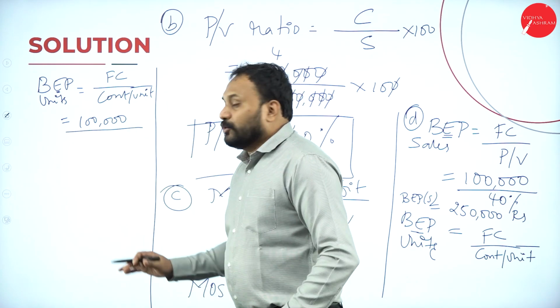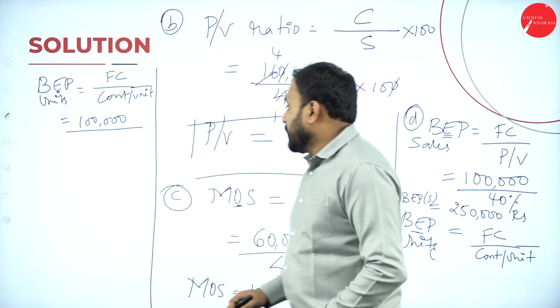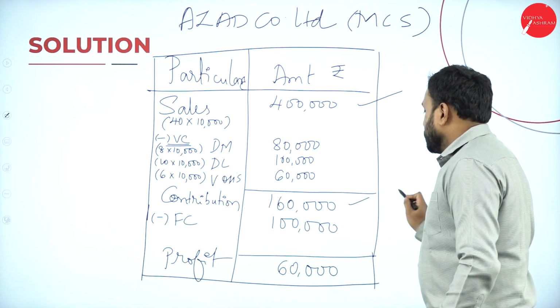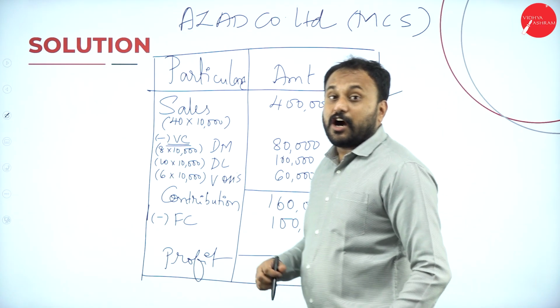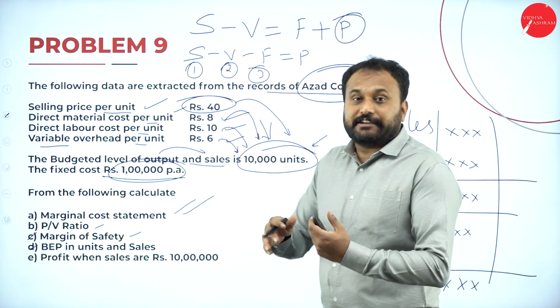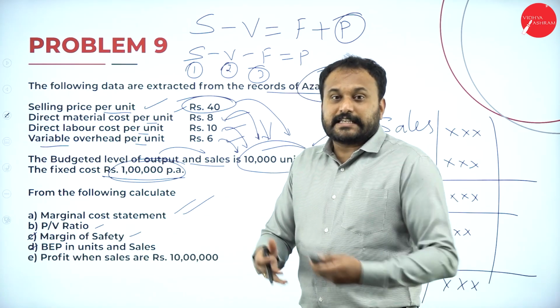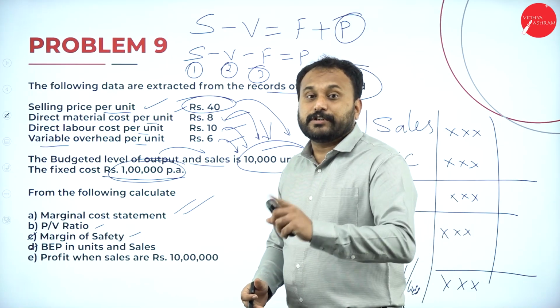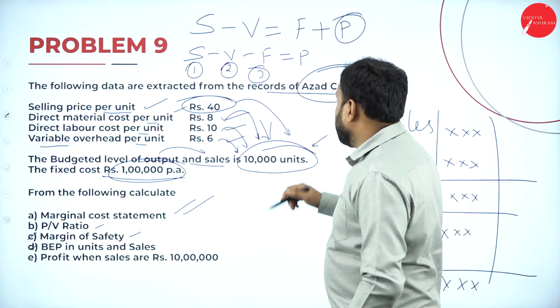Divided by. How to find contribution per unit? See here, we have contribution is 1,60,000. But how many units? Units is 10,000. So divided by 10,000, what exactly you get? That is contribution per unit. For 1 unit, how much?